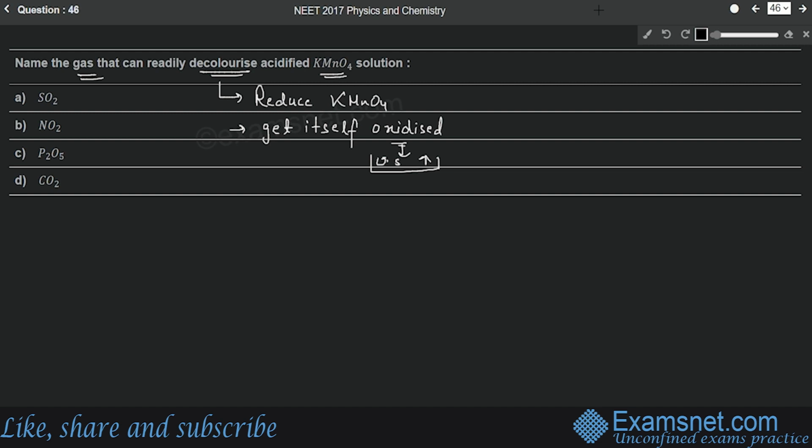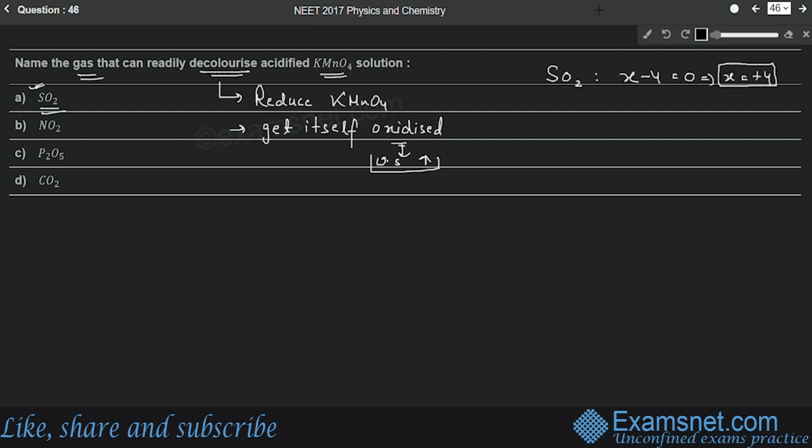Now let's try to find which of the given options will be the correct answer. First we'll take the first option, that is SO2. Here let's find the oxidation state of sulfur. Suppose this is X, then X minus 4, because each oxygen atom has minus 2 oxidation state. So X minus 4 equals 0, so X will be equal to plus 4. That means sulfur has the oxidation state plus 4 in this case. Can the oxidation state of sulfur increase? Yes, it can increase because it can go up to plus 6, right?